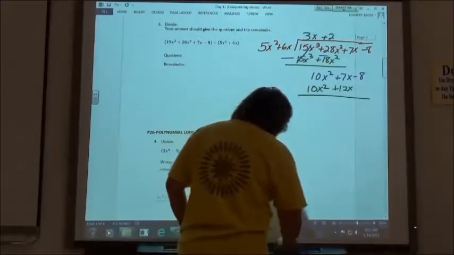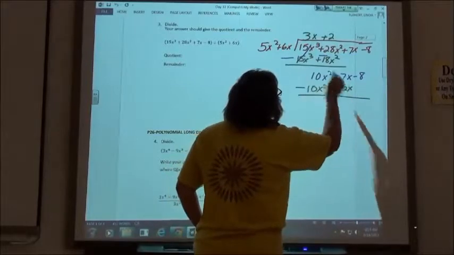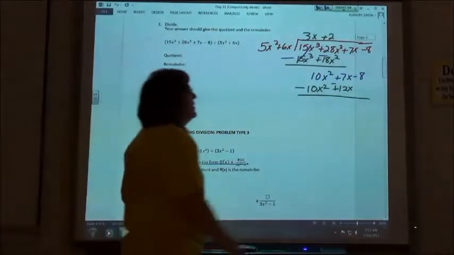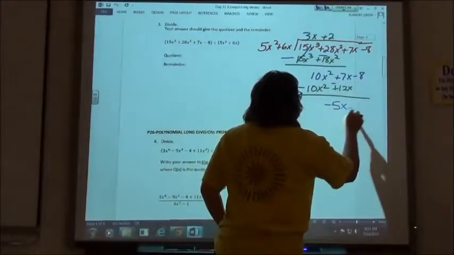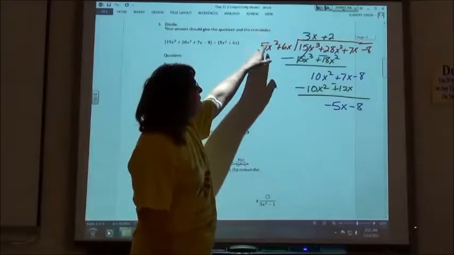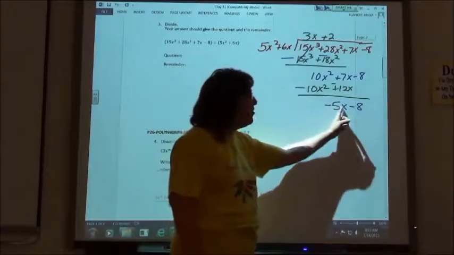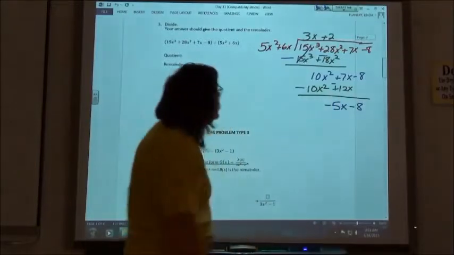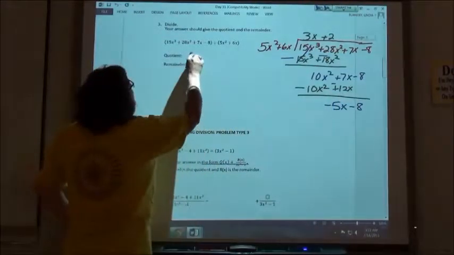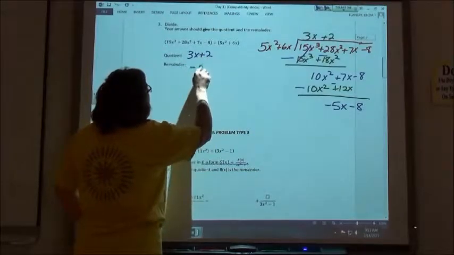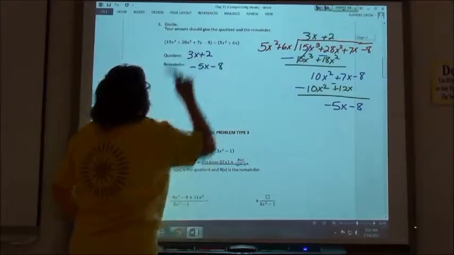We then have to subtract. So we're going to bring down negative 5x minus 8. Now, since this exponent is higher than this exponent, I'm done. That all there is going to be my remainder. So my quotient is 3x plus 2. My remainder, negative 5x minus 8.